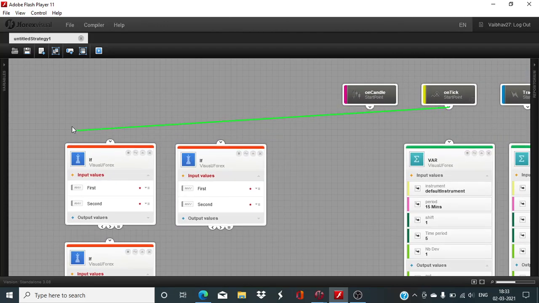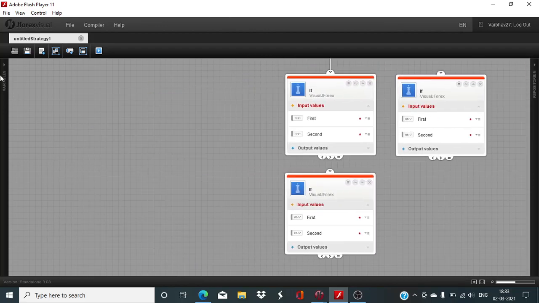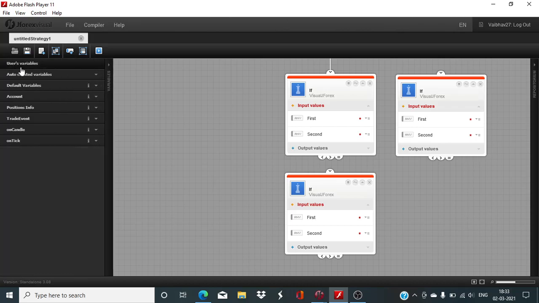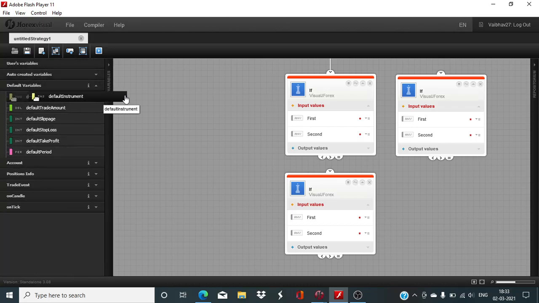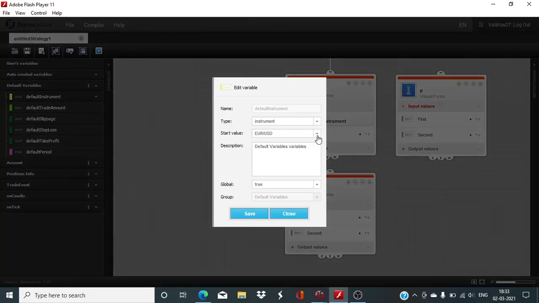Now for this session, on tick will be our start point, and we will first need to take the default instrument. Default instrument is mostly Euro USD for the Jforex platform, but we can change it to any instrument of our choice. And as I had said, we will be working with the USD JPY. So I will change this.